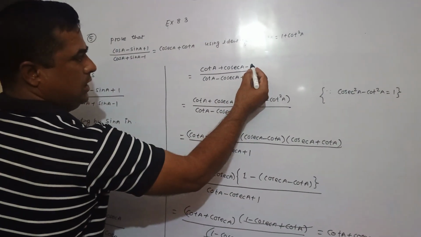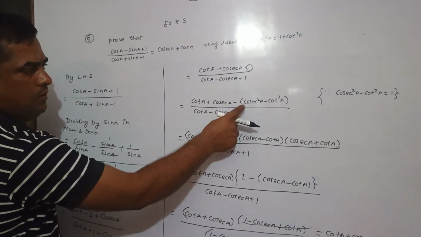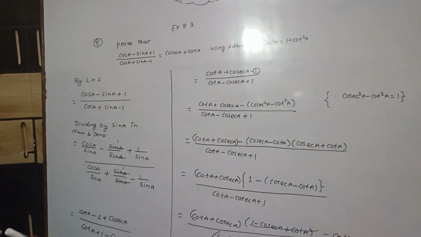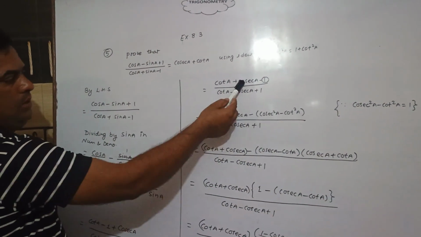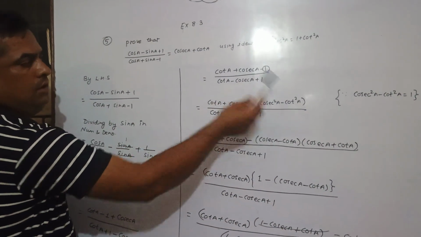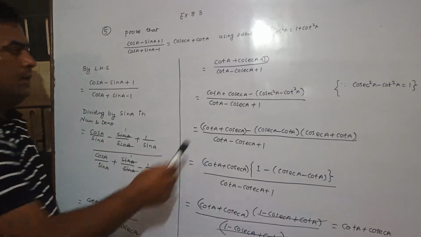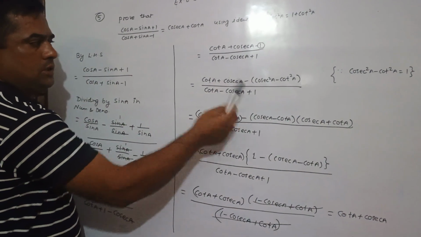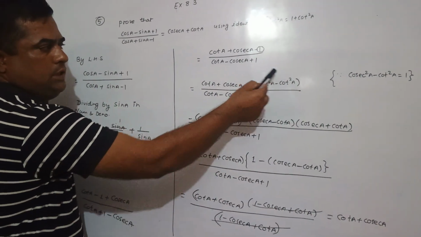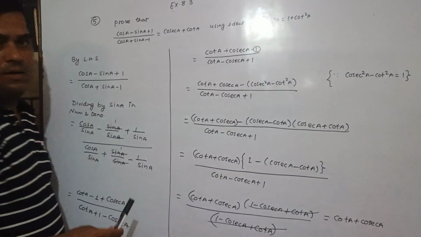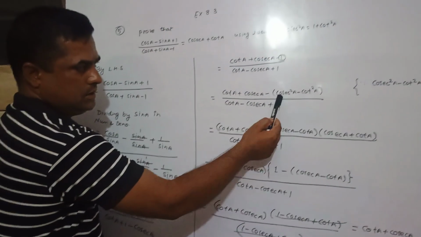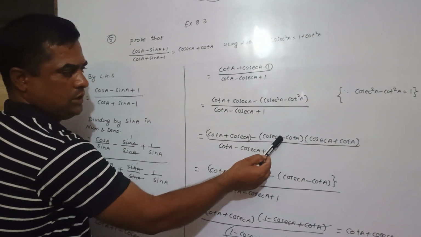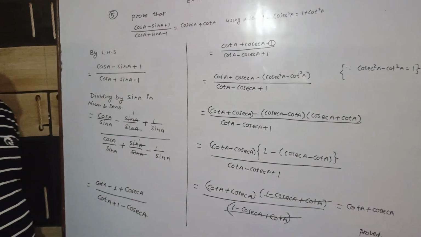Students, you can see this 1 in the numerator. In the place of 1 we are putting here cosec square A minus cot square A. And other terms we will write like this only, cot A plus cosec A and minus 1, over cot A minus cosec A plus 1. Now we will use one identity, A square minus B square will be A minus B times A plus B. So we are putting the value of cosec square A minus cot square A as cosec A minus cot A times cosec A plus cot A.